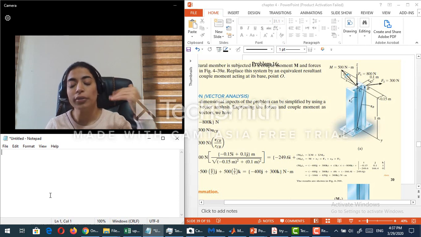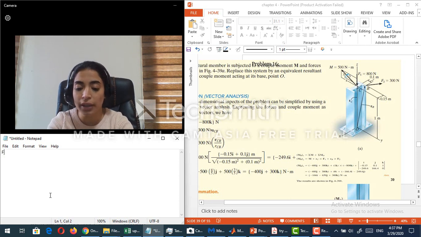In order to find F resultant, I should go over the steps in chapters 1 and 2, which is to find F1 and F2 in vector form. Now here F1 is obviously in minus Z, so it is minus 800k. This is F1 in vector form.